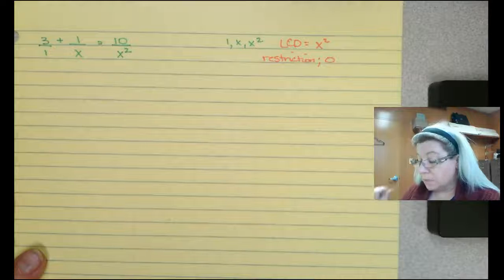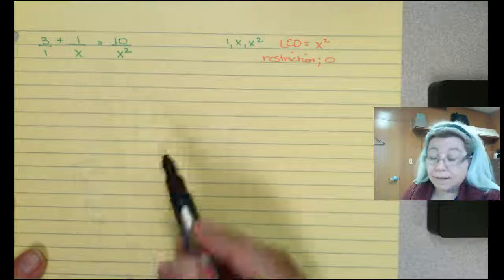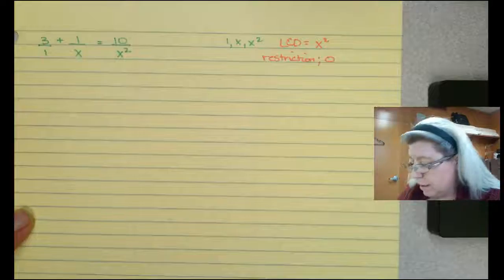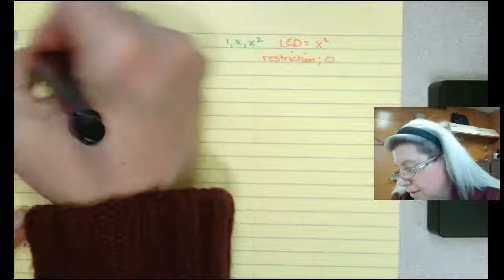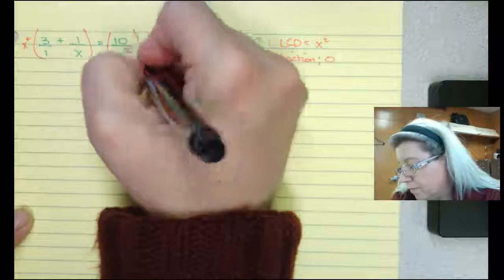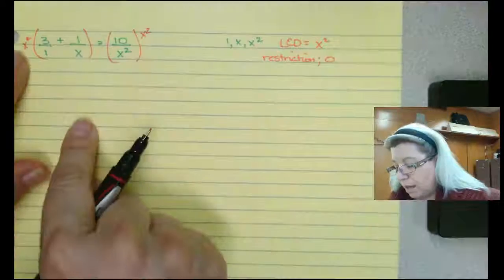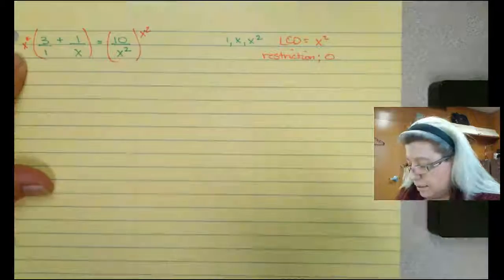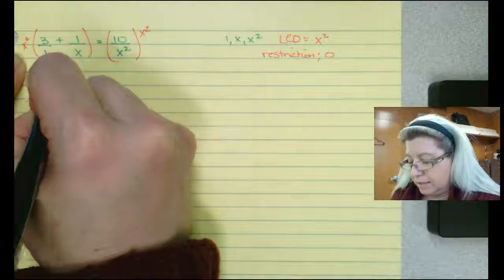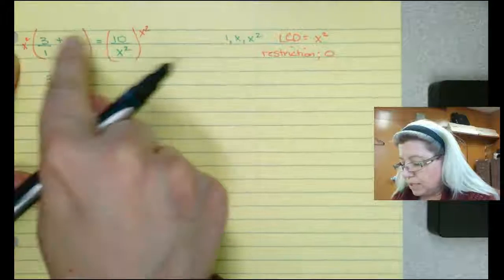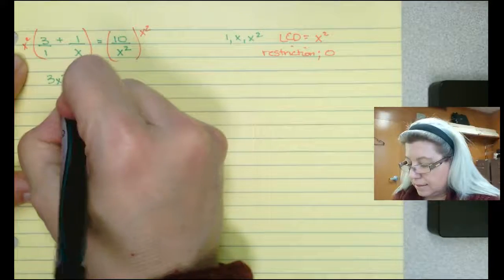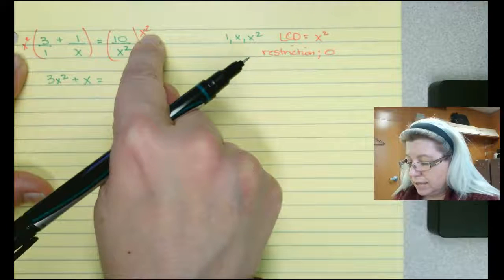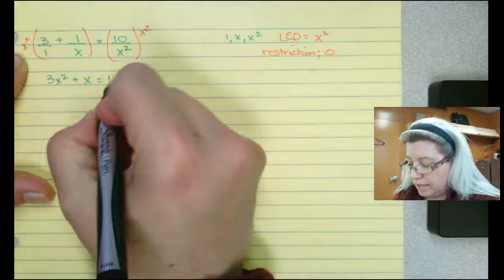Let's multiply both the right-hand side and the left-hand side by x squared. Okay, let's save on paper space. X squared times 3 divided by 1 is 3x squared. X squared times 1 divided by x is x. 10 times x squared is 10x squared, divided by x squared is 10.